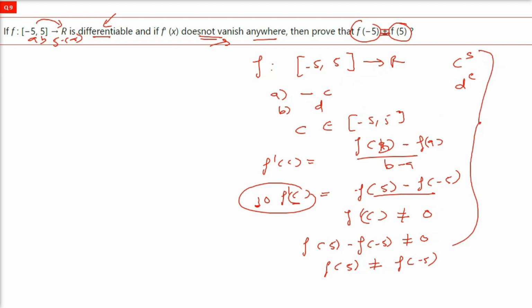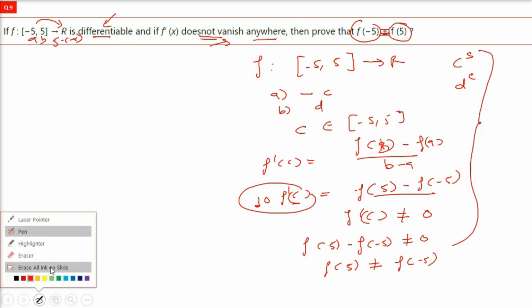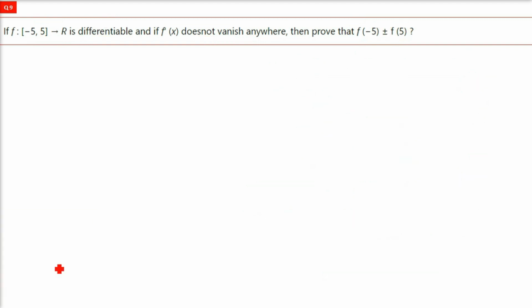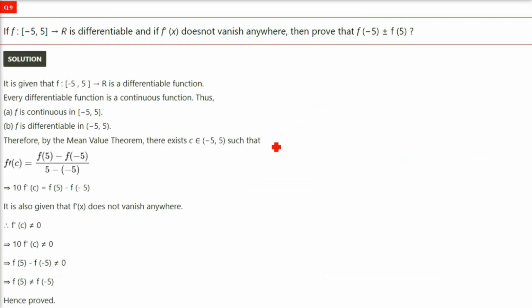MVT we have not seen, but we have to attempt this question, and there are upcoming exercises where we will discuss all of these. But right now this is the solution in front of you, which you can attempt if you have not followed what I have discussed.